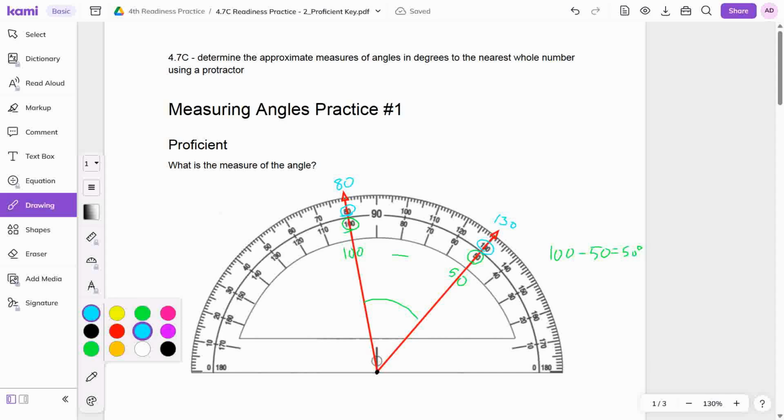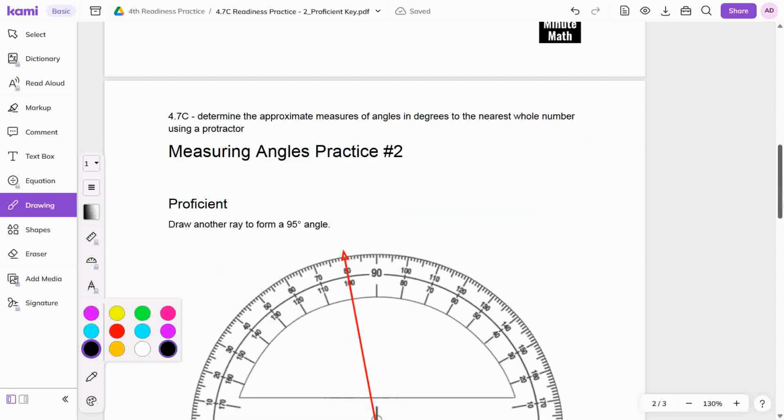If we use the outside numbers, we have to end up flipping them, or else we get a negative number. So let's put the larger number first, 130 minus 80. But guess what we get? We still get 50. So when we're measuring on a protractor, we can measure on the inside or the outside, doesn't matter which, as long as we do the same type: inside, inside, or outside, outside. What we don't want to do is use this 80 and then this 50. That's going to get us the wrong number. So always choose two outside numbers or two inside numbers. But the measure of this angle is, we'll put it right here, 50 degrees.